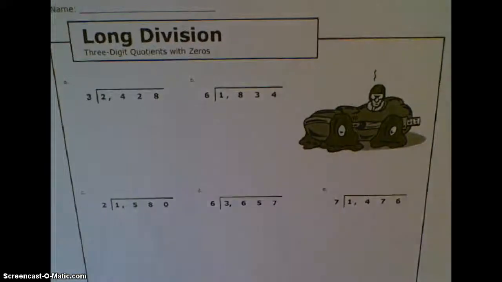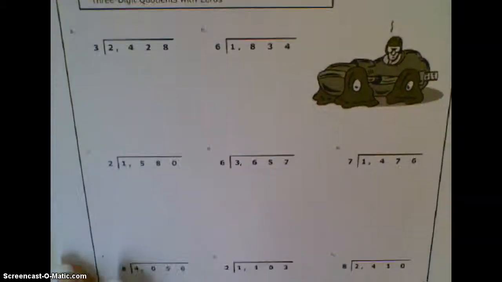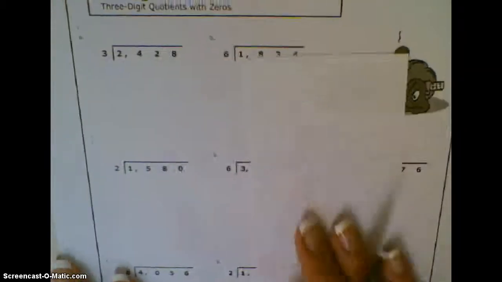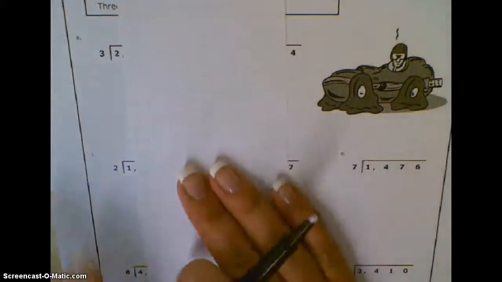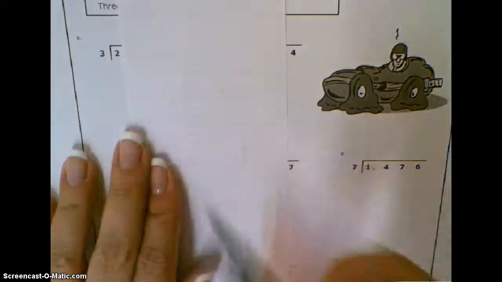Okay, fifth graders, tonight's homework has zeros again in the quotient, but this time they're going to be three-digit numbers. Here we go. So we're going to start. I like to cover this up, part of it, so I don't get confused.